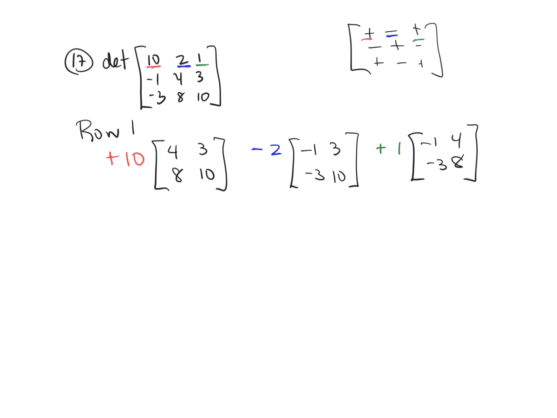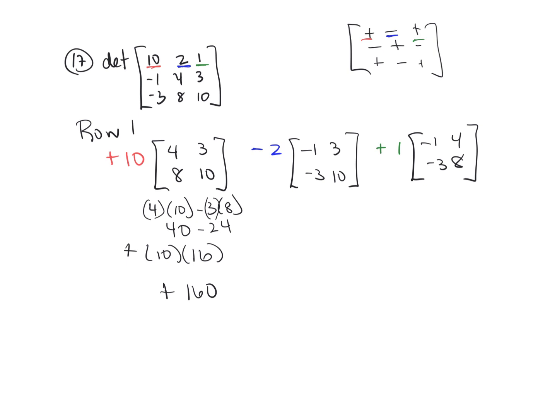Okay, so now I get to do math. The first thing we want to do is find the determinant of the 2 by 2s, which is the shortcut little formula. So we're going to do 4 times 10 minus 3 times 8. That'll give me 40 minus 24, which is 16. Then I will have a positive 10 that I have to multiply by 16. So I have positive 160. All right, not done unfortunately. We still have to do 2 more computations.